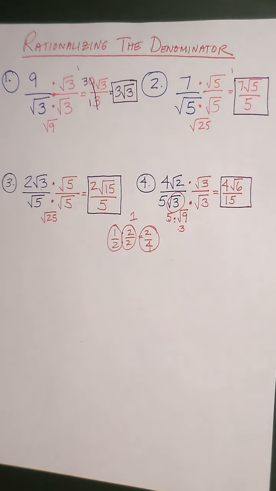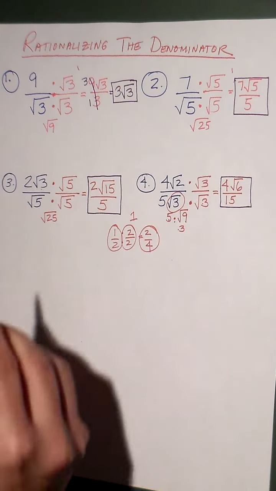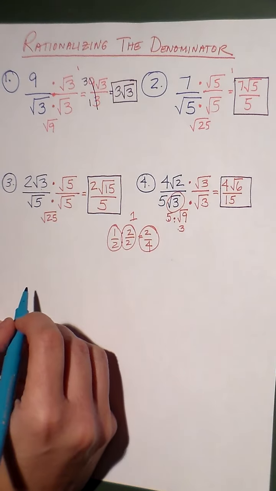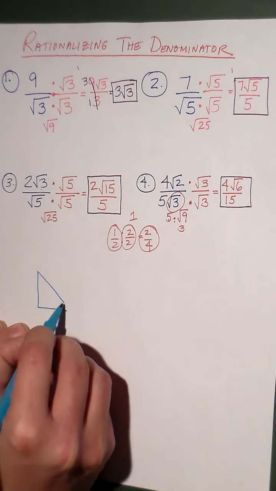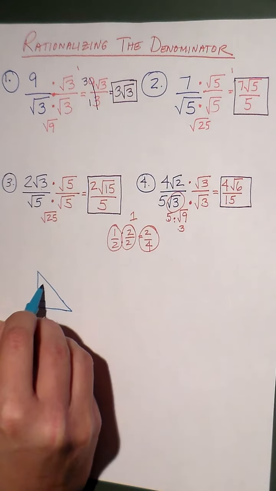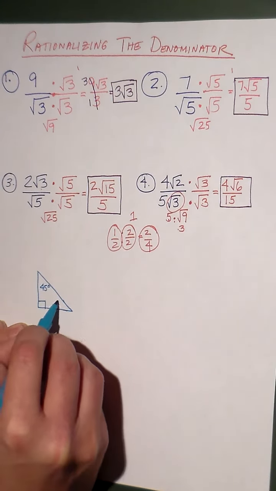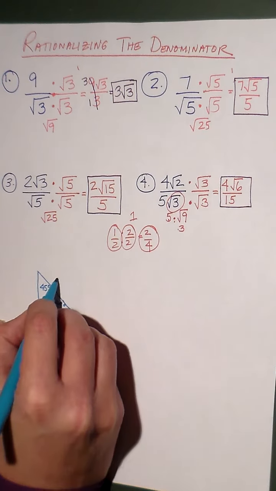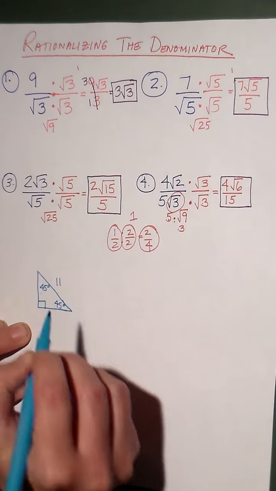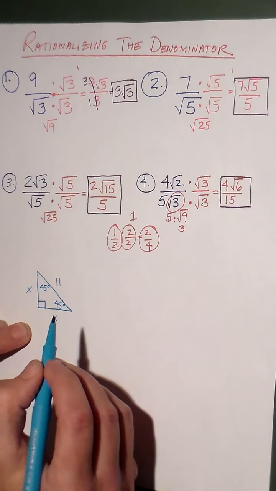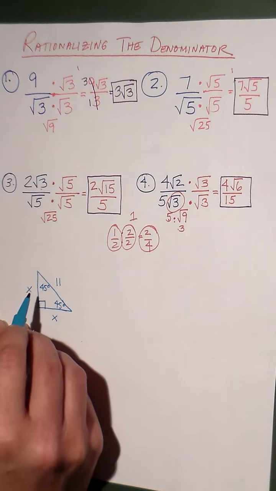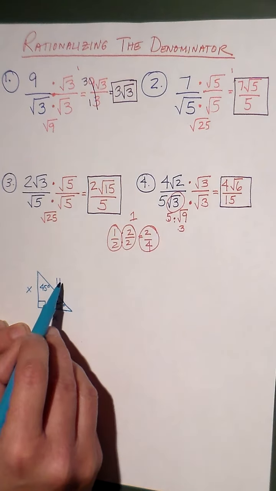Now the question is, when are we going to use what we're doing in class right now? And the answer to that is going to be when we are doing our special right triangles, when we do our 30, 60, 90, and 45, 45, 90. So, for example, if I gave you a 45, 45, 90 triangle, and I gave you the hypotenuse, say it's 11, and I wanted you to find the legs. Remember, the pattern in a 45, 45, 90 is the hypotenuse is leg times square root of 2.